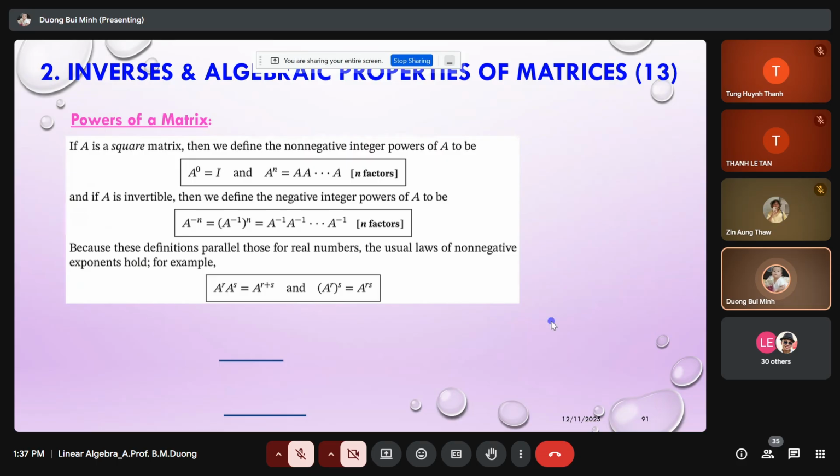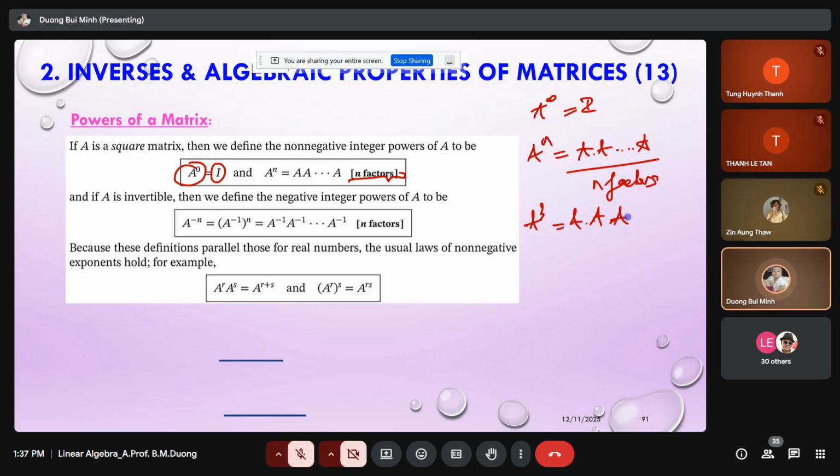Okay, we have powers of a matrix. Look, A to the power of 0 is the identity matrix. So A to the power of n means we have n factors of A. That means A times A times ... times A. So we have n factors. For example, A to the power of 3 means A times A times A.